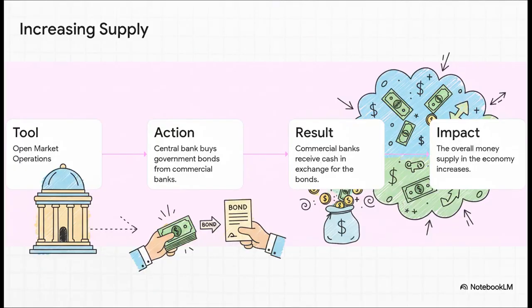So how do they do that? Well, one of their most powerful tools has a fancy name: open market operations. But the idea is actually pretty simple. To increase the money supply, the central bank goes out and buys assets, usually government bonds, from regular commercial banks. So the commercial banks hand over their bonds, and in exchange, they get brand new cash from the central bank. That cash then floods into the banking system, ready to be lent out, and just like that, the total money supply grows.